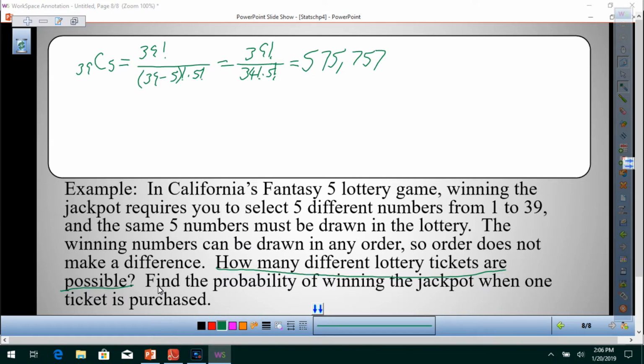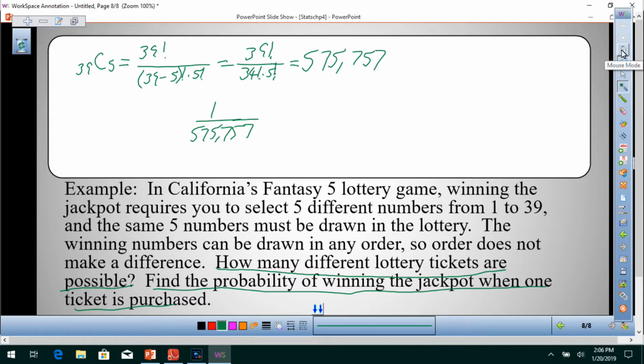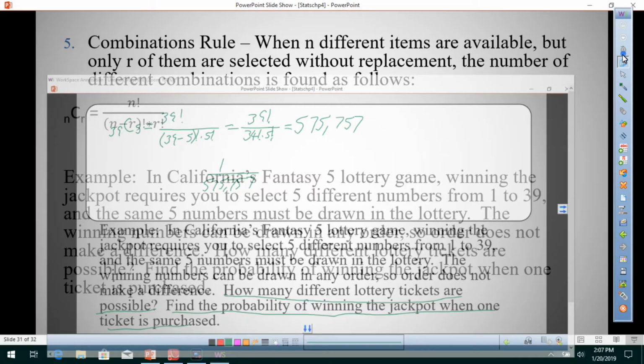The second question, find the probability of winning the jackpot when one ticket is purchased. So that would be 1 over 575,757. Okay? Not a real big chance, is there? Not a big chance there. Think about it. Well, anyway.